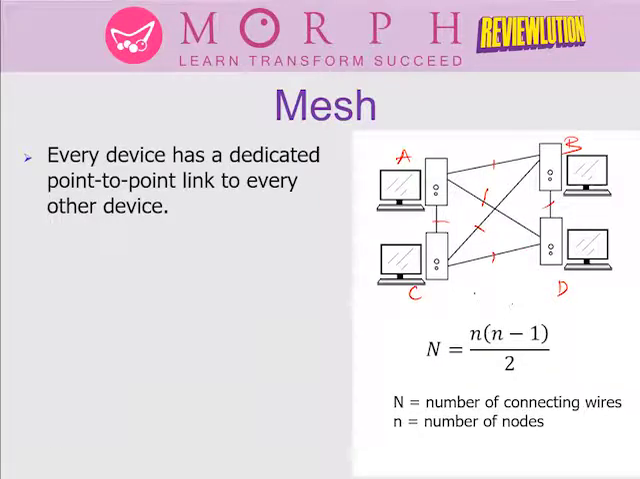So halimbawa dito, we have 4. Yung n natin is number of nodes. So we have 4. Tapos n minus 1. 4 minus 1 is 3. So that is divided by 2. So that gives us 6. Ang tama, no? So we have 6 wires na ginamit dito. So that is the mesh topology.